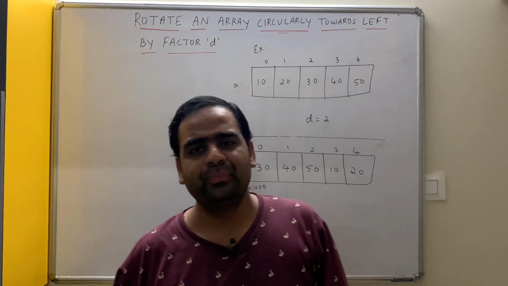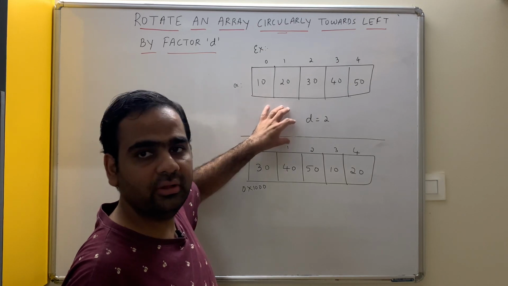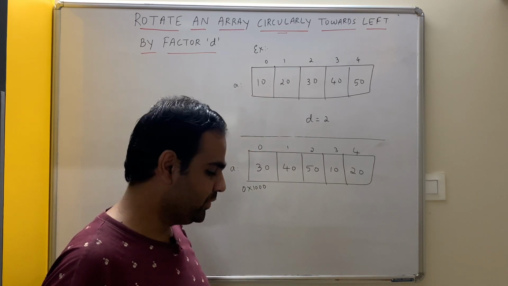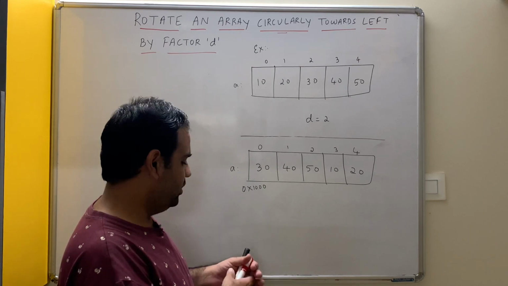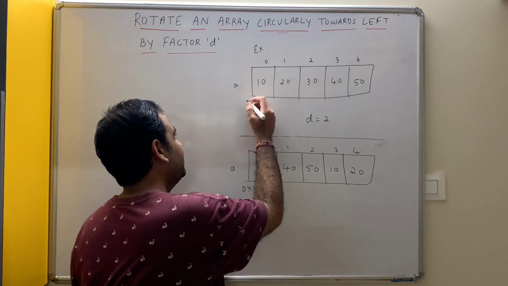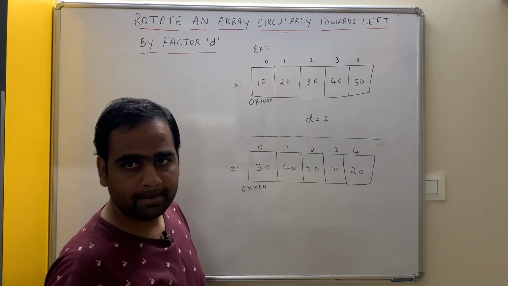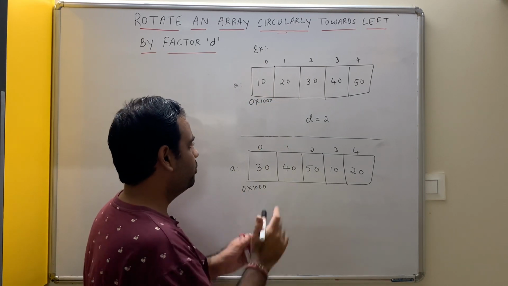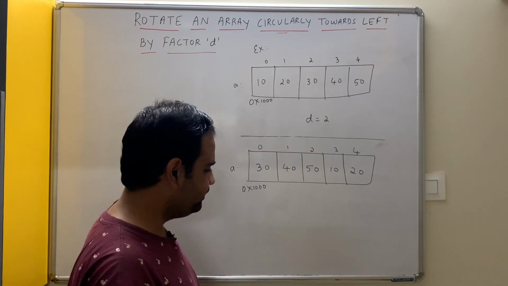Let us see the logic on how we rotate this array by factor d towards the left circularly. This is the input array 10, 20, 30, 40, 50 and we have to modify the same array. This is the expected output with the value d equal to 2. d can be 3 as well.